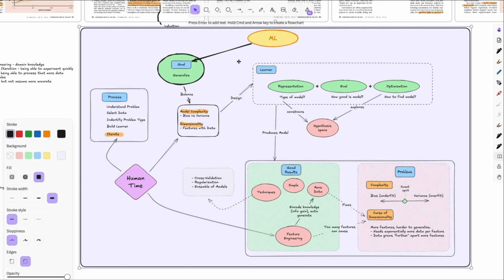And then you build the learner. And this I thought was really interesting, this learner piece over here. So learner is just a representation. Basically, what type of model?